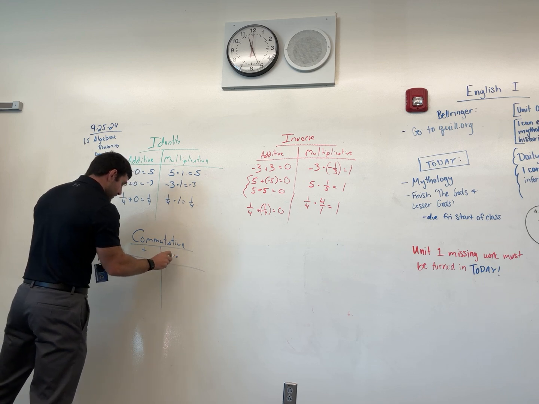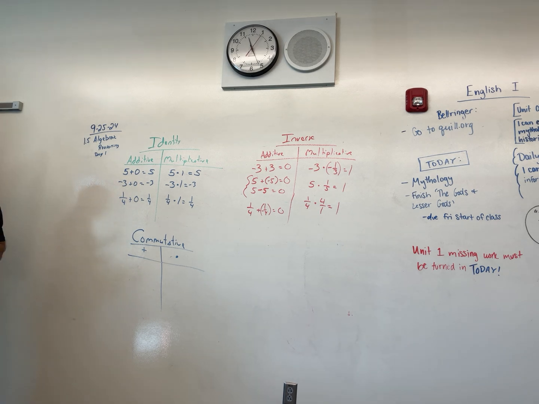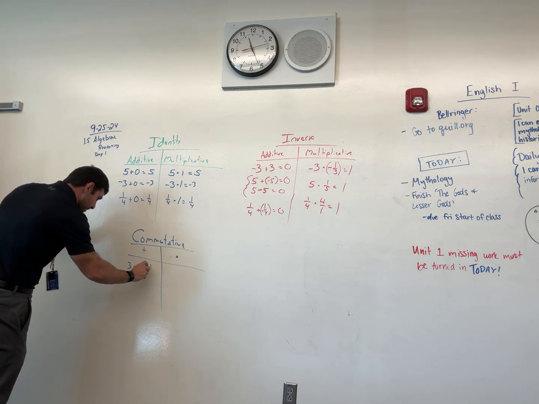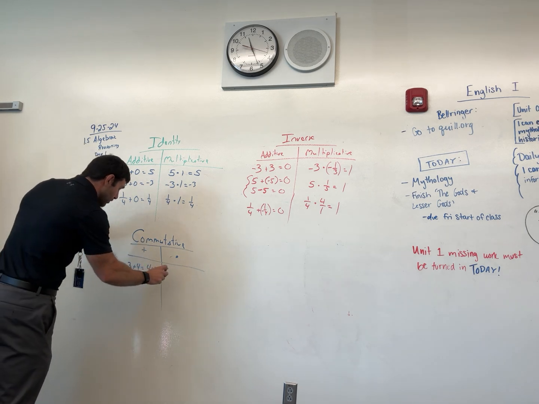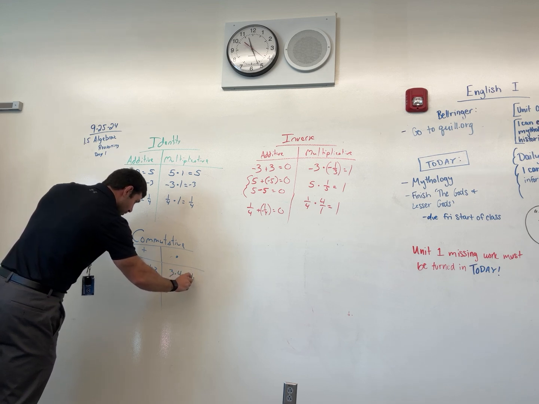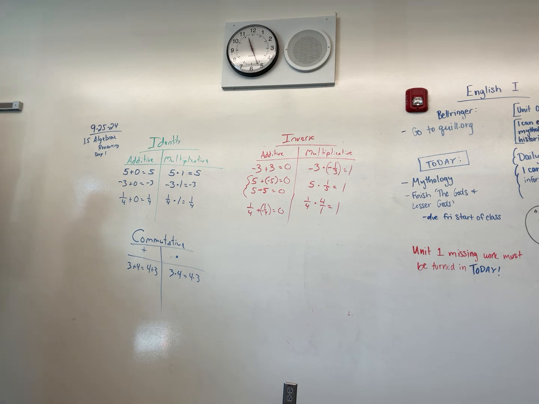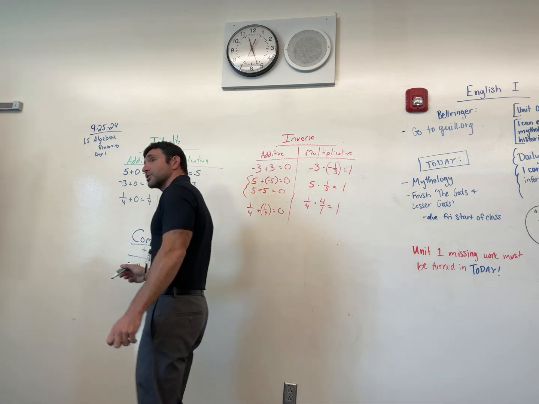The commutative property says it doesn't matter the order in which I add things. 3 plus 4 equals the same as 4 plus 3. Same idea with multiplication. It says it doesn't matter if I do 3 times 4 or 4 times 3. And again, these are things that you've seen already. We only have addition and multiplication, right?